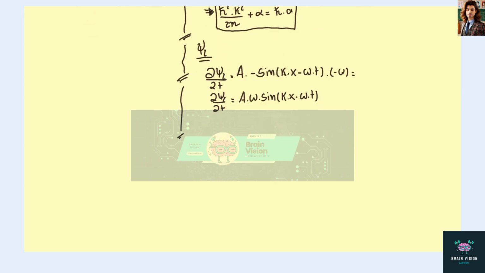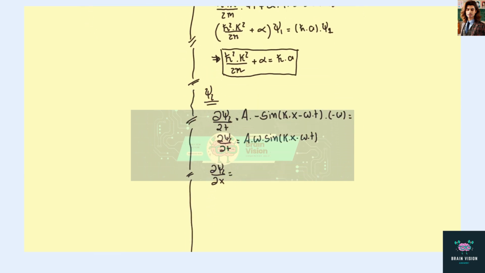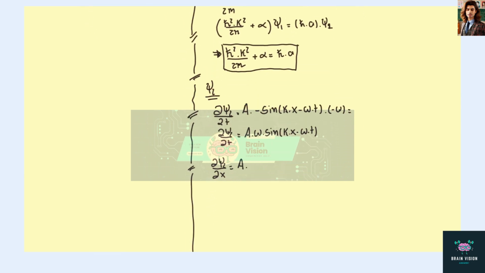Now, for the spatial derivative, we have the following. The spatial derivative is again very similar: a times minus sine of k times x minus omega times t times the derivative of the argument of that sine with respect to x, and this gives us an extra factor of k. So we have this times k.